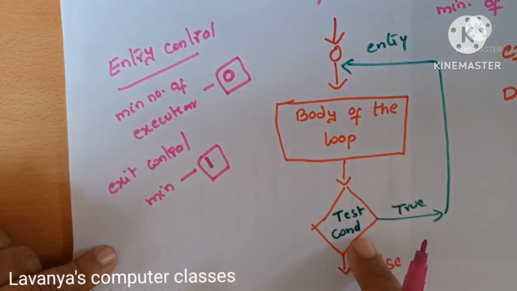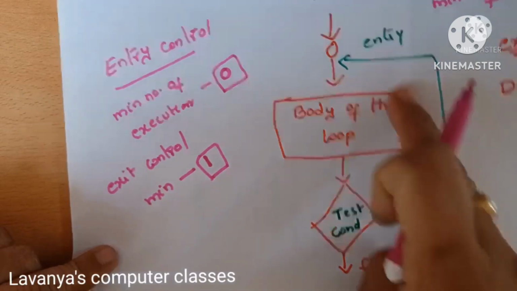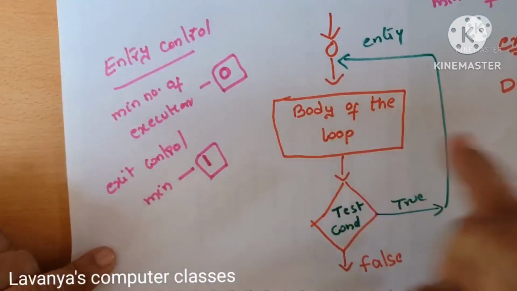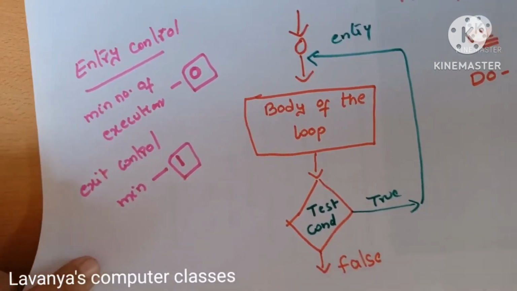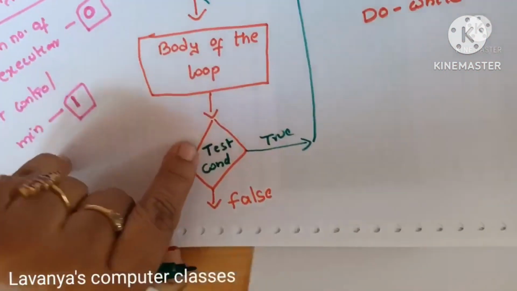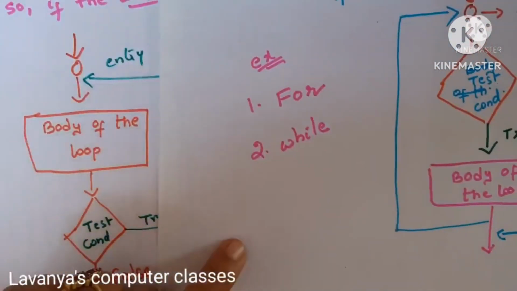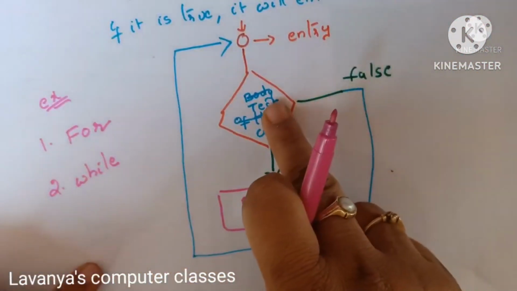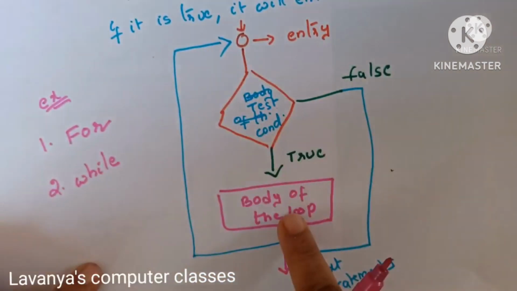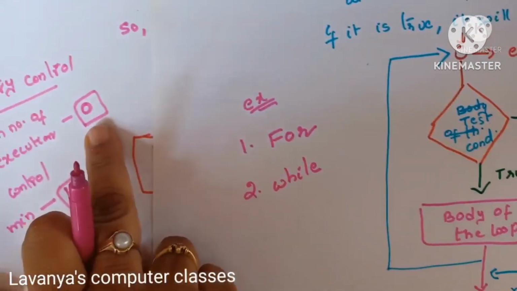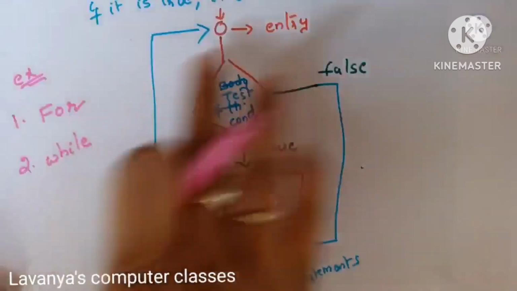So this is the exit control loop. In the exit control loop, the condition is checked at the last. That's why the body of the loop is executed first. But in the entry control loop, it is not like this. In the entry control loop, first it will check the condition. If the condition is true, then only it enters into the body of the loop. So this is the concept of entry control loop and exit control loop.